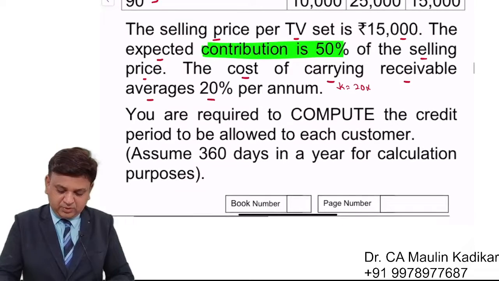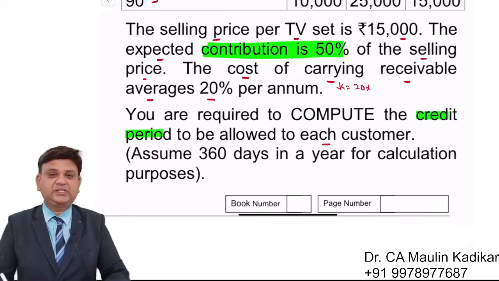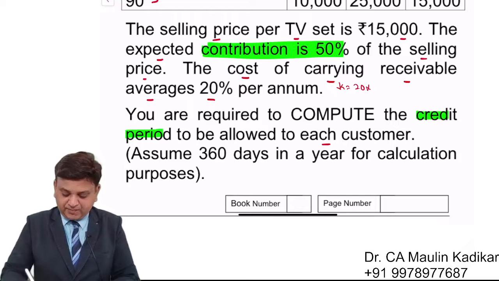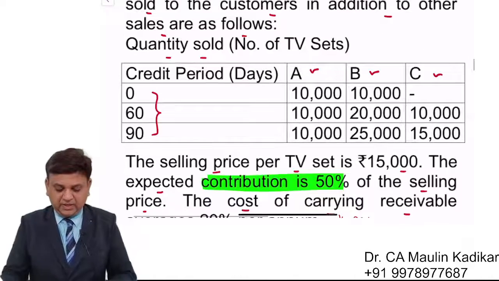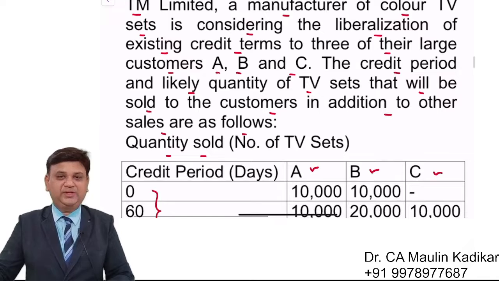You are required to compute the credit period to be allowed to each customer. So the question says, what is the credit period to be allowed to each customer? Assume 360 days in a year for calculation purposes. I request all of you to go through the question, and then we will discuss how to do it.